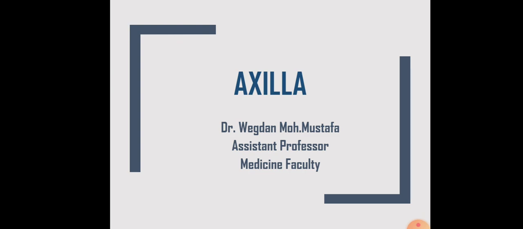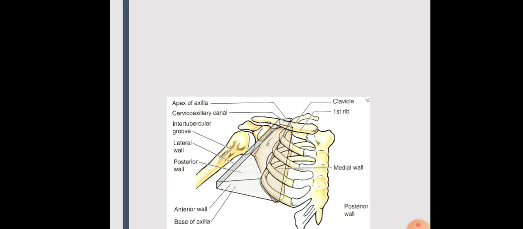We will talk about the axilla. What is the axilla? Axilla or armpit. It is located between the upper chest and upper arm. Which structures are located here? It contains the branches of the brachial plexus, axillary artery, axillary vein, axillary lymph nodes, and all the structures embedded in the axillary fat.